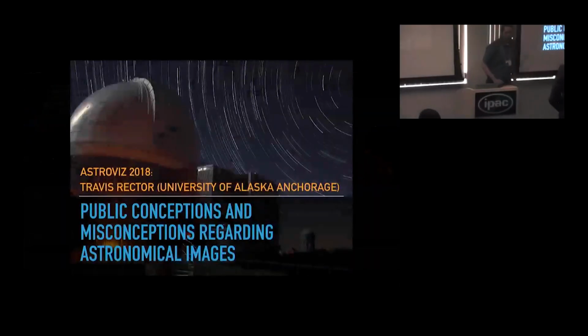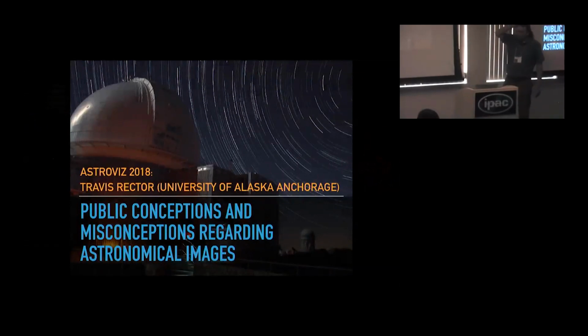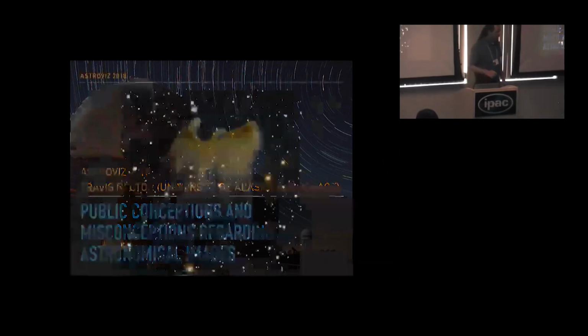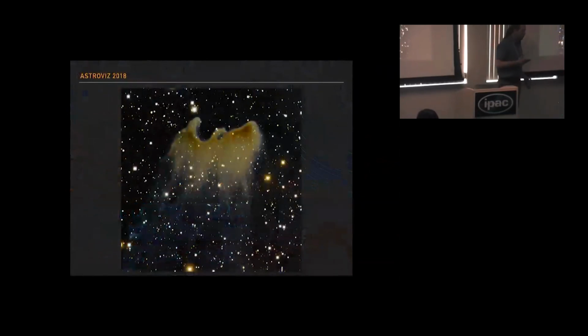Okay, hi everyone. Again, my name is Travis Rector, and one of the things I do is I make many of the astronomical images you see from the national observatories, in other words, not Hubble. And what I want to talk about is some of the misconceptions and conceptions people have when they look at astronomical images. One of my favorite things to do, whenever one of my images appears in social media, is to go look and see what people are saying about it, because it gives you a lot of information about the mindset people are in.